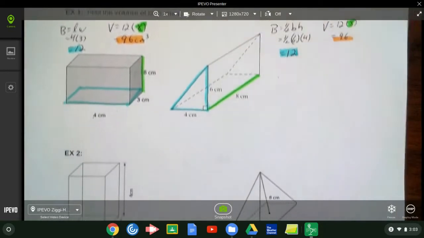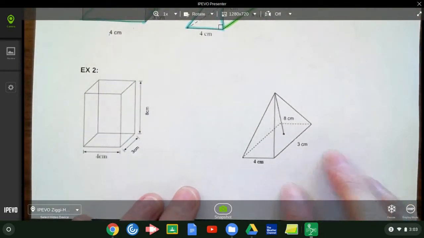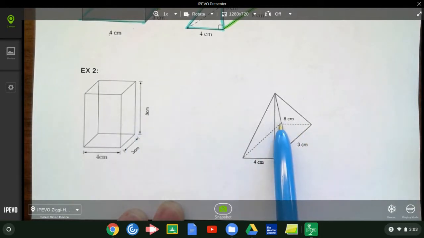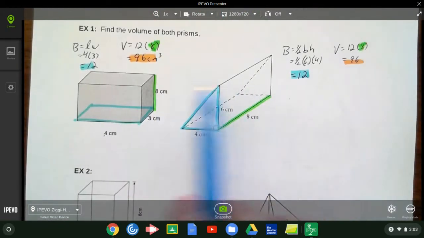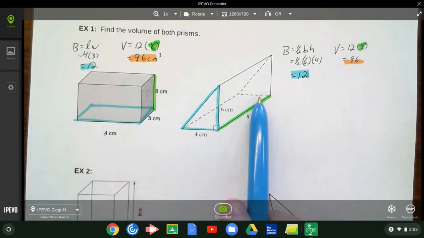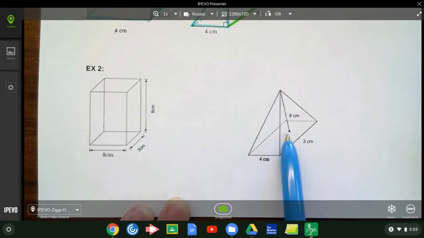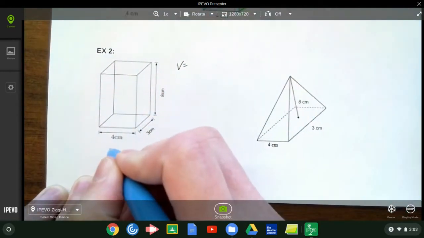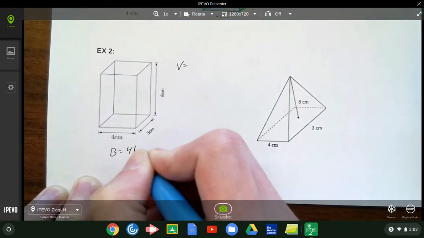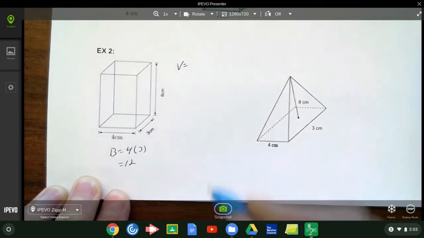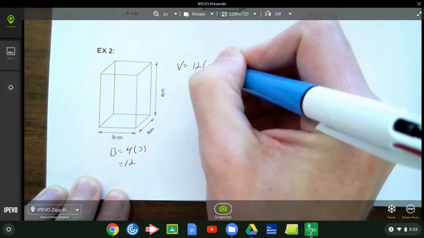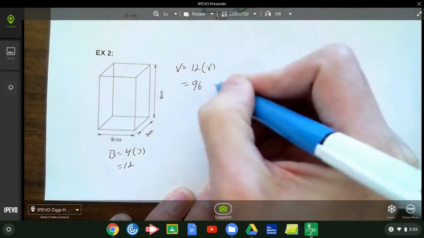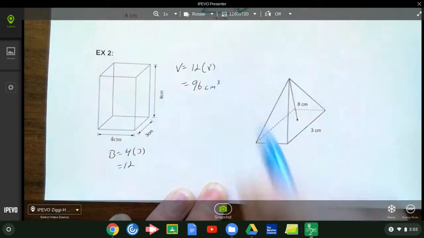Now, let's take a look at this problem. Here, we don't have two prisms anymore. We've got a prism and a pyramid. So this problem is different. This was two different prisms. Here we have a prism and a pyramid. So the volume of this prism, if I look at my base, we have 4 times 3, so that's 12. So the volume is 12 times 8, and there again, I'm using the same numbers a lot, 96 cubic centimeters.